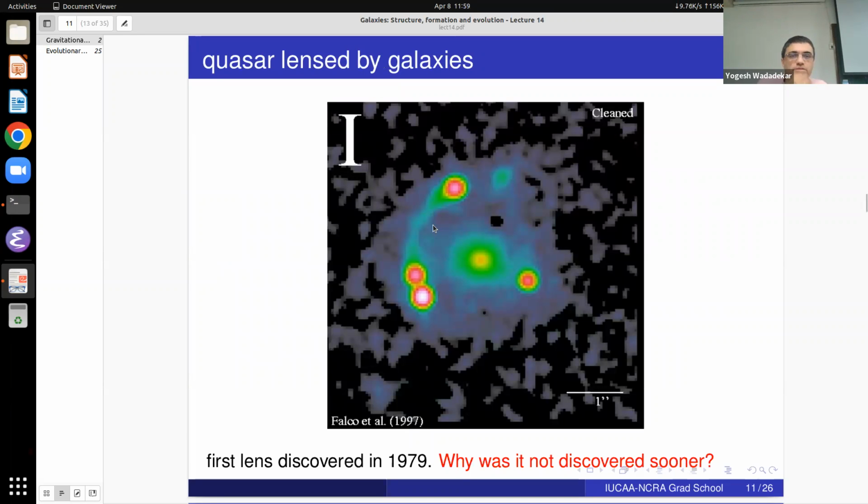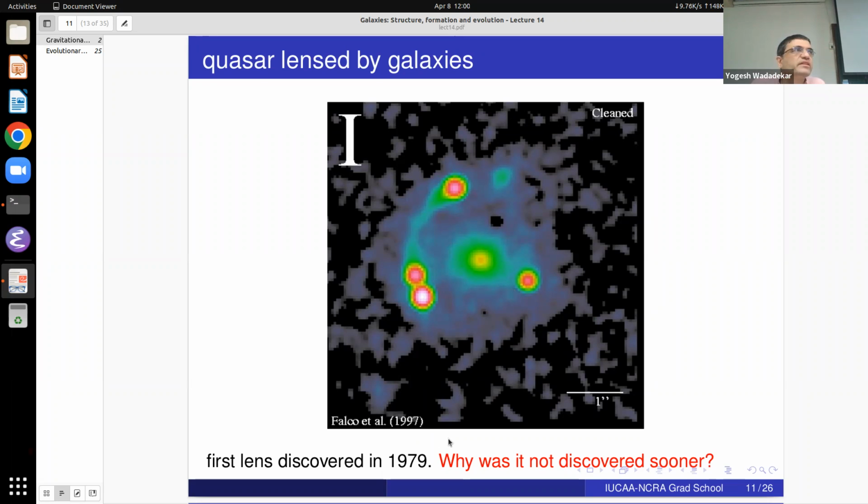Okay, right. So now back to lensing. The first lens was discovered only in 1979, about 40 years ago. This is an image of a quadruply lensed quasar. This is the lens, it's a galaxy, and the background quasar images are 1, 2, 3, and 4. This is from a more recent image by Falco et al. But the question is, why was the lens not discovered sooner?